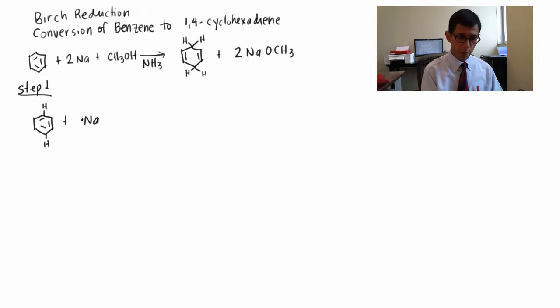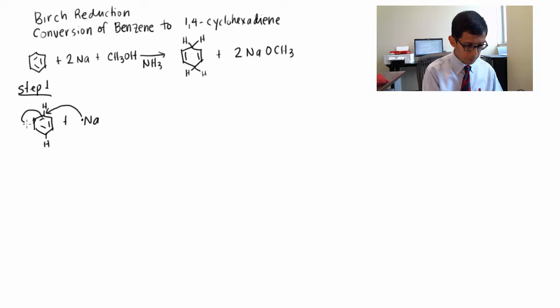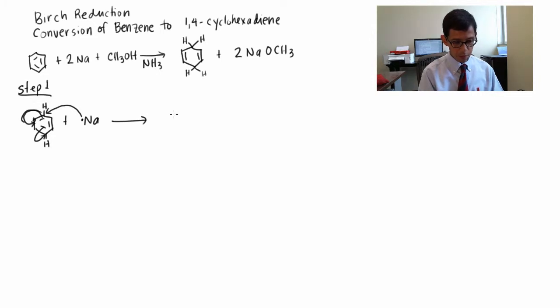So that electron on your sodium atom transfers to that carbon on benzene, and that pi bond between that carbon and that carbon goes to between those two, and that pi bond goes to that carbon as a lone pair, so you get this intermediate. You still have that H there.